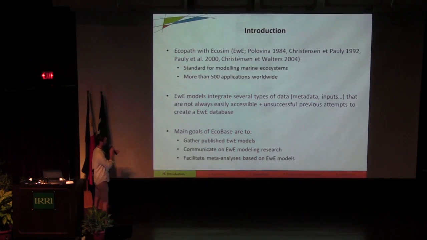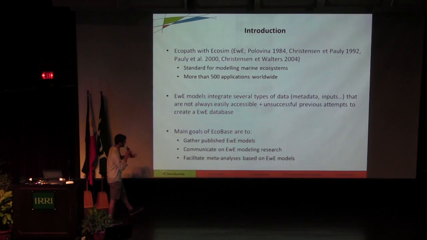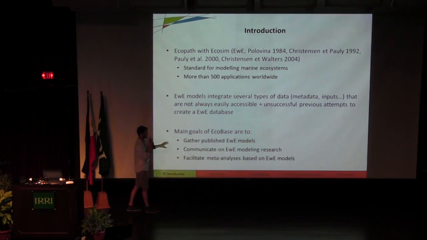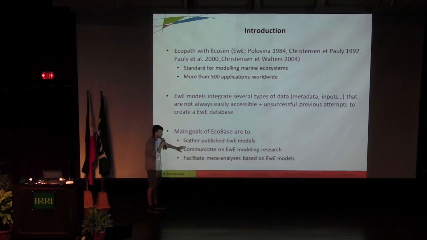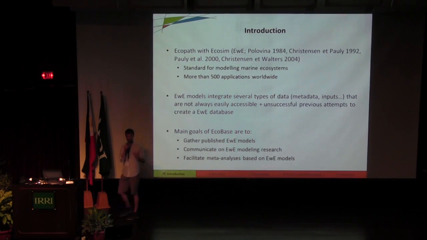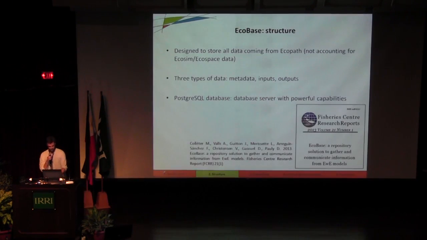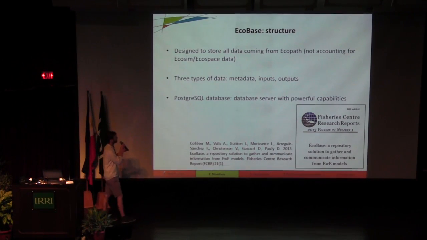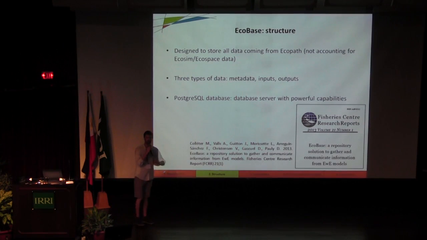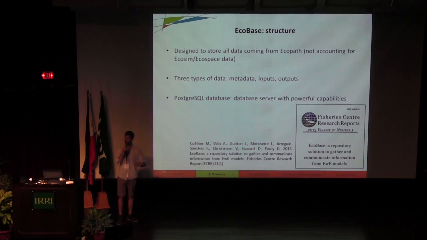And so that's where we came up with the idea of constructing a real, open access database for EcoPath models, whose main goals are to gather the published EcoPath with Ecosim models, communicate on this modeling research, and facilitate meta-analysis based on this modeling approach. The structure is designed to store all the data coming from EcoPath. Right now, we're not accounting for Ecosim and Ecospace, only EcoPath. That's already a big task.